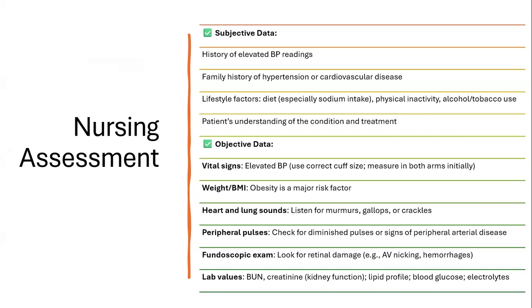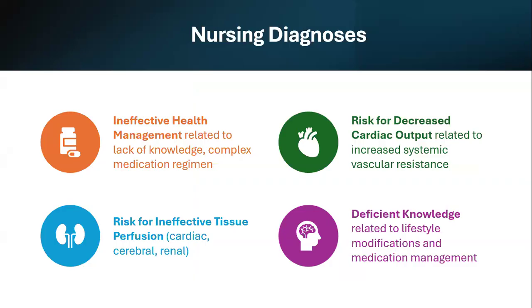Okay, so after you do your assessment, the next step is the nursing diagnosis. When caring for patients with hypertension, it is really important to identify nursing diagnoses that guide your care and intervention. These diagnoses help us to focus on patient-specific needs, risks, and responses related to high blood pressure. There are four priority nursing diagnoses that I take in this slide.